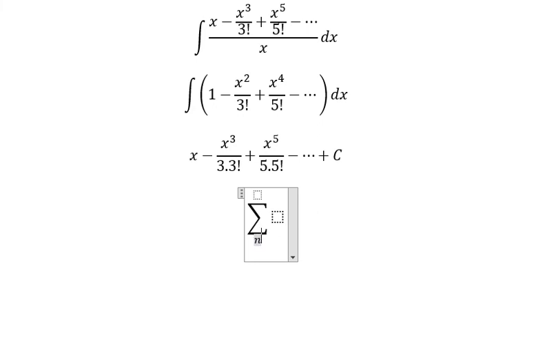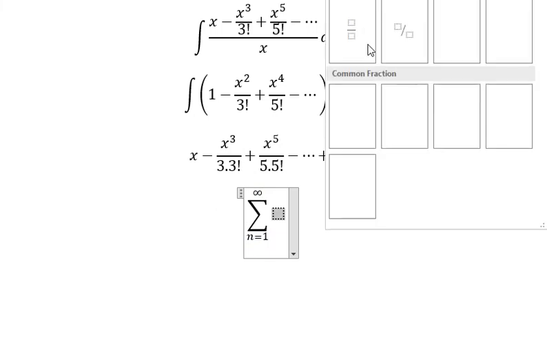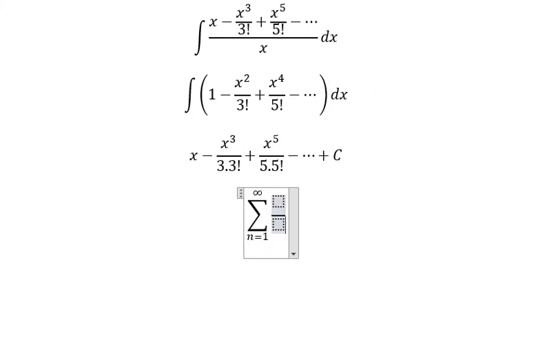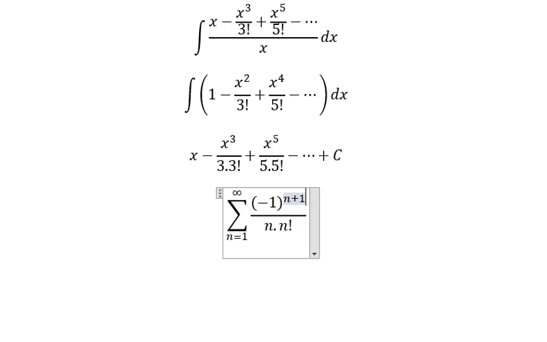Let's see, when n equals 1 to infinity. So here we have 1 factorial. That's about n with n factorial. So we have negative 1 to the power of n, because we have positive, later that we have negative. So that should be n plus 1.